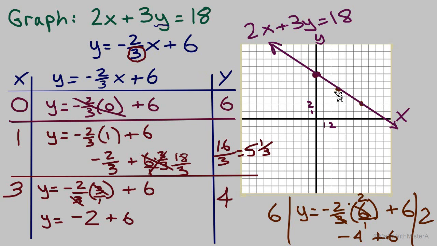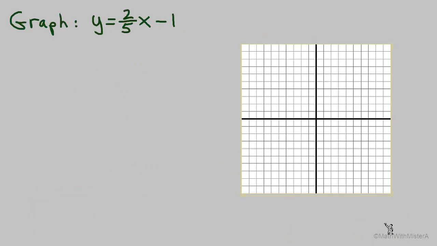So let's do an example with a fraction for you to try so you can get a handle on this approach a little bit better. So here's the problem for you to try. Graph y equals 2/5 x minus 1. It's already solved for y, so that part is taken care of. We're ready to go right into our table.